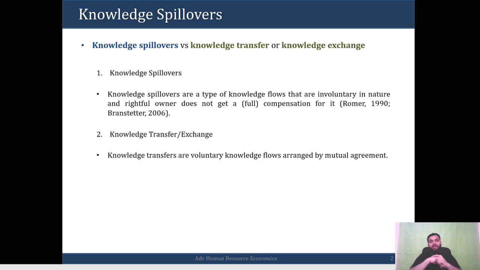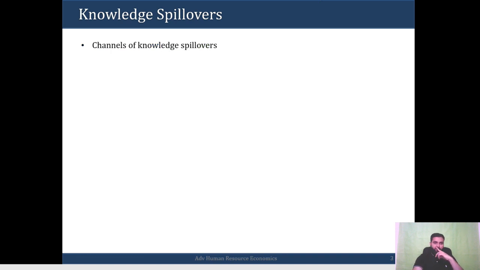And many multinational companies do not like this kind of spillover, because sometimes trade secrets also get leaked. And of course, they lose their competitive advantages. So these are the examples of knowledge spillovers, and they are different from knowledge exchange. I think this is very important to mention.